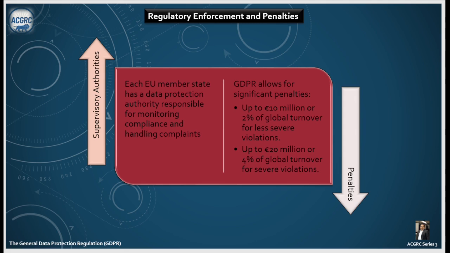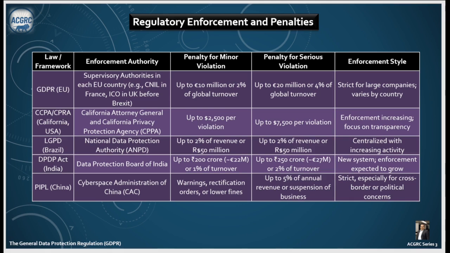In summary, penalties in GDPR are serious and can be very costly. If a company doesn't respect people's privacy and breaks rules, they can face fines up to 20 million euros or 4% of the global income. Now let's do a small comparison on penalties. Let's look at GDPR. In GDPR, the enforcement authority, the supervisory authority in each EU country, would have a say. The penalty for minor violation is 2%, and for serious violation 4% of the global turnover.